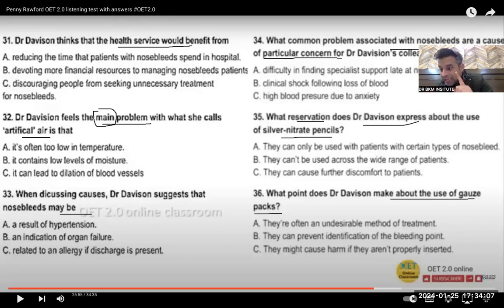So B option was eliminated by me at that point of time. So that is why I eliminated B option. When I came to C option, she said that this may lead to danger, this may cause harm if it is left there for too long. So she was talking about the timing. She was not talking about proper insertion. Again, I'm telling you, this is elimination.